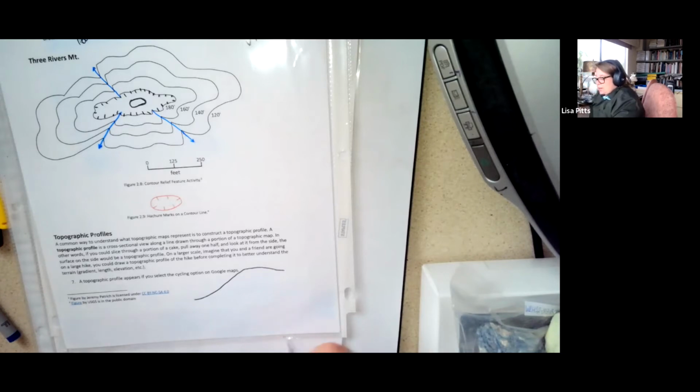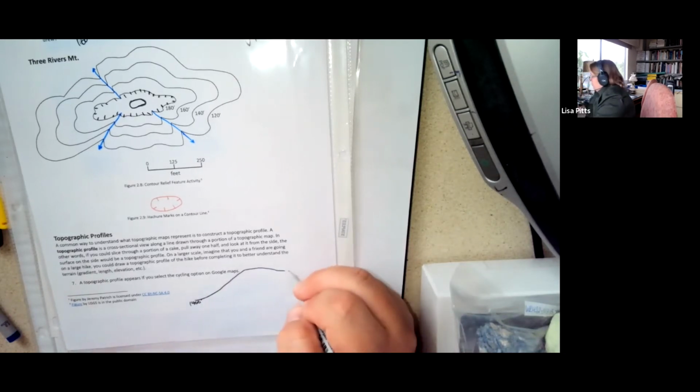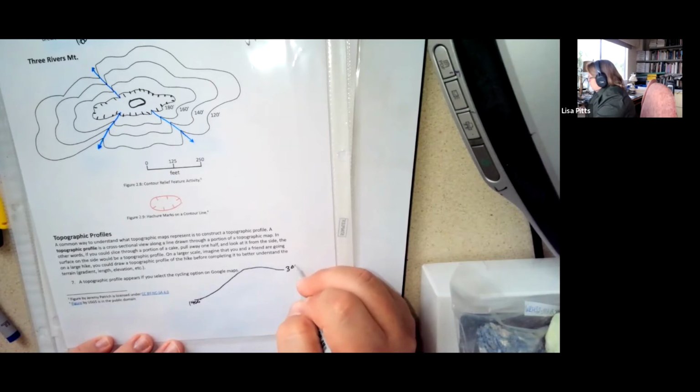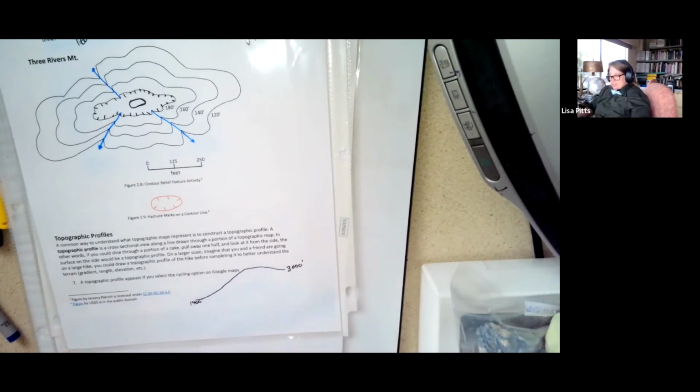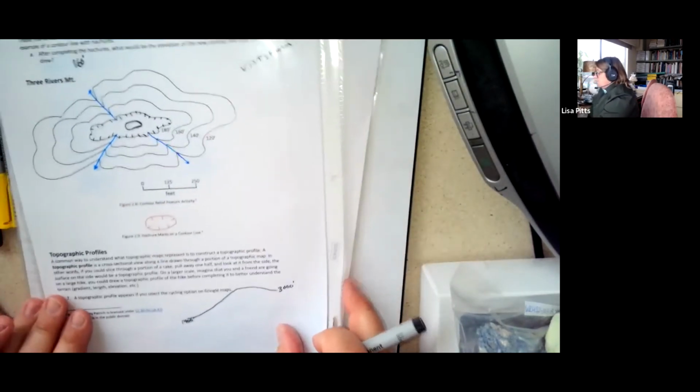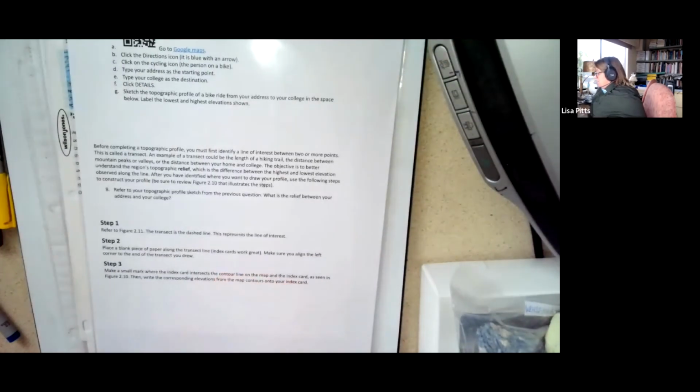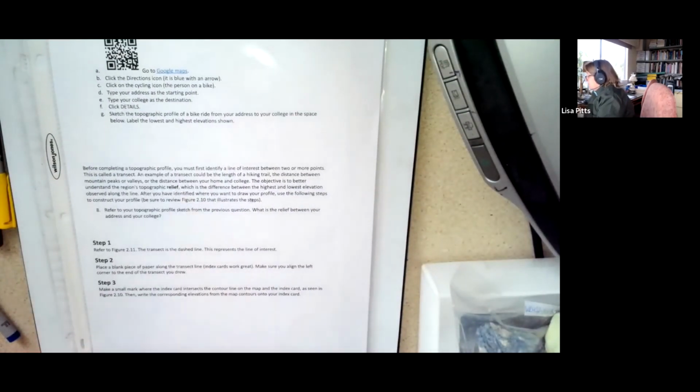What is the relief between your address and the college? Oh, I was at, let's say, 1,400 feet, and now I'm at 3,000 feet. I wonder what the elevation is. Hey, Alexa, what's the elevation in Victorville? Pretty darn good. I'm just going to say it's 3,000 feet and call it a day. Okay, cool. There we go. Okay, I did that.